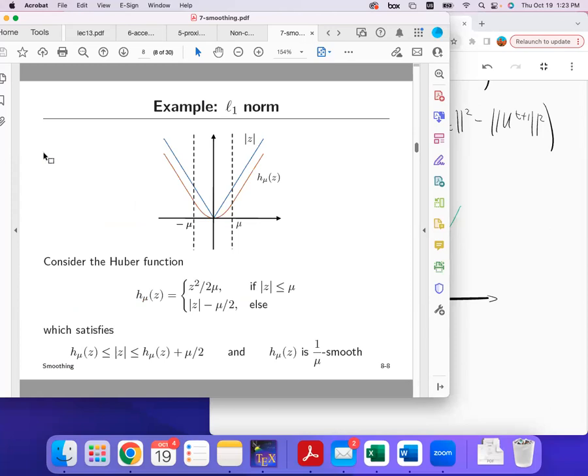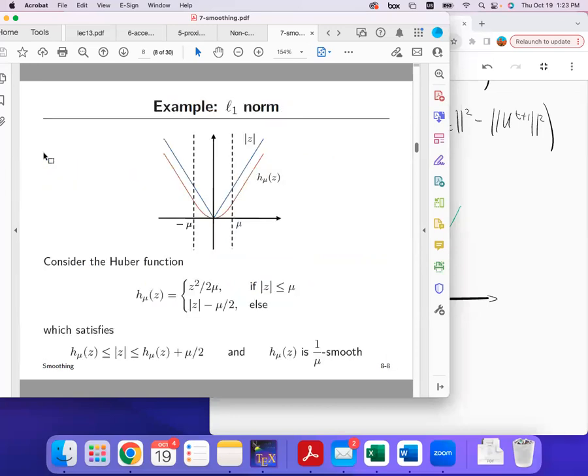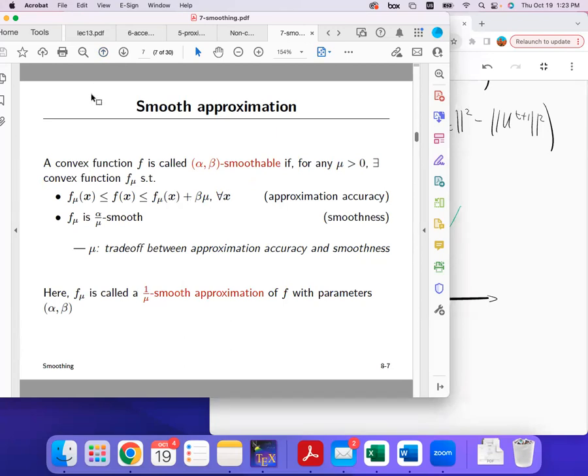Okay, so this gives a very simple example of constructing a so-called alpha beta smoothable function. And in this case, alpha equals 1 and beta equals 1/2, according to these definitions.